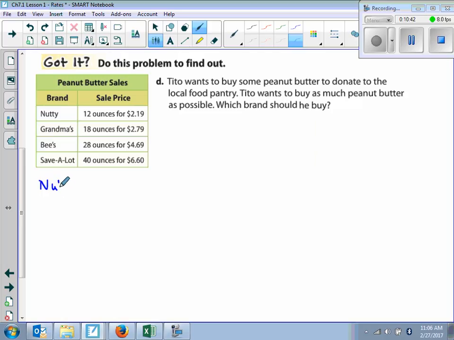we're going to write each one of these as unit rates. Okay, so for Nutty, it's $2.19 for 12 ounces. Okay, to change that to a unit rate, we're going to divide by 12. You're going to divide the numerator and the denominator by 12. Very good.